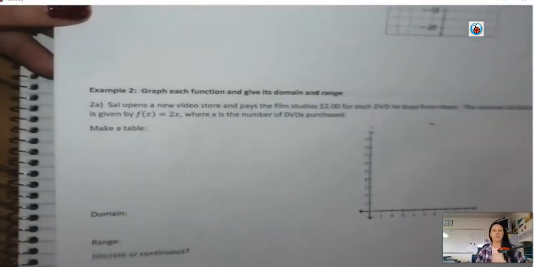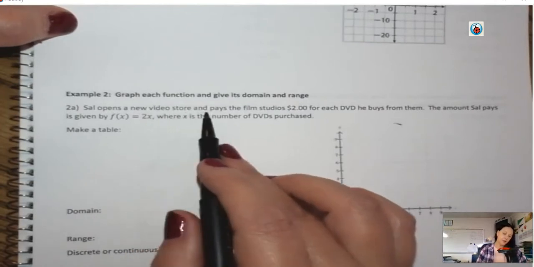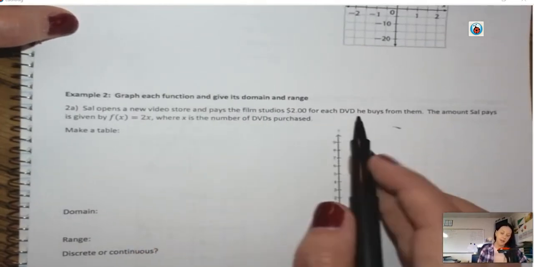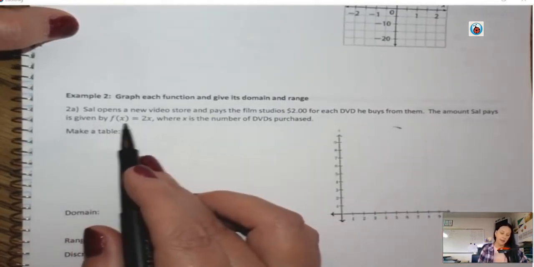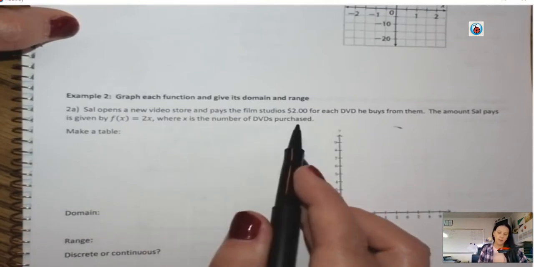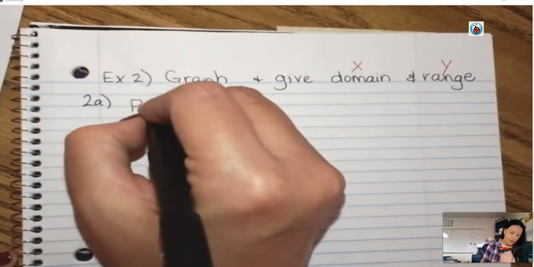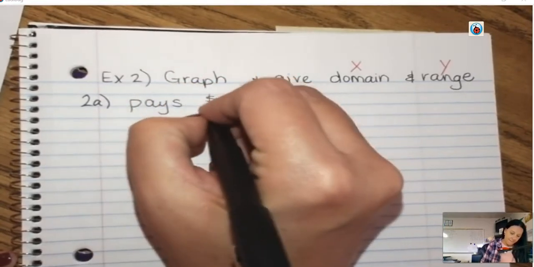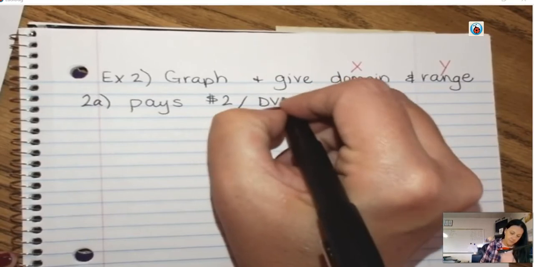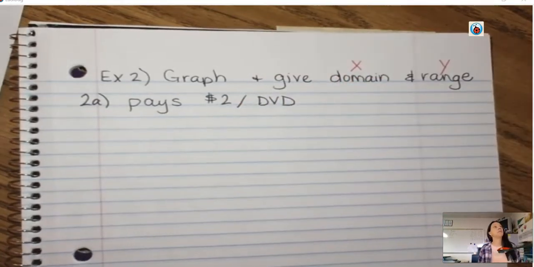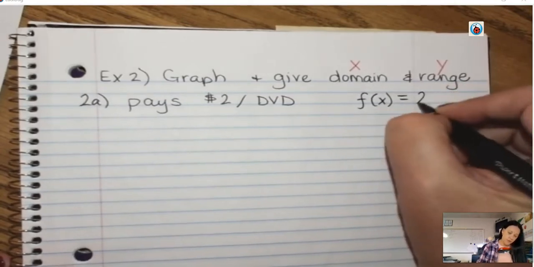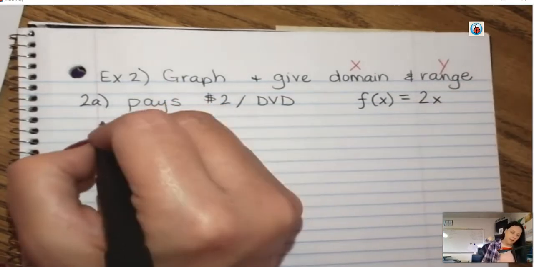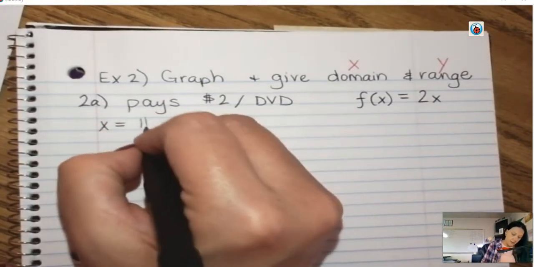So for example 2a, I'm going to read the word problem to you and then we'll just write down the important information. Sal opens a new video store and pays the film studios $2 for each DVD he buys from them. The amount Sal pays is given by f of x equals 2x, where x is the number of DVDs purchased. So important information. He pays $2 per DVD. It also gave me the equation, which is f of x equals 2x. And then it also told me that x is going to stand for the number of DVDs.